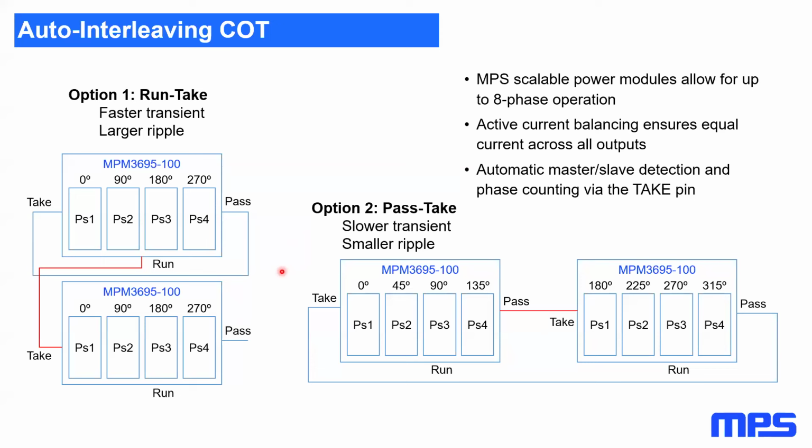When we connect up to 8 modules, for example, in the 3695, excuse me, we can use a combination of either option 1 and option 2. So we can have a combination of these when we're using in 4 phases or in 8 phases.